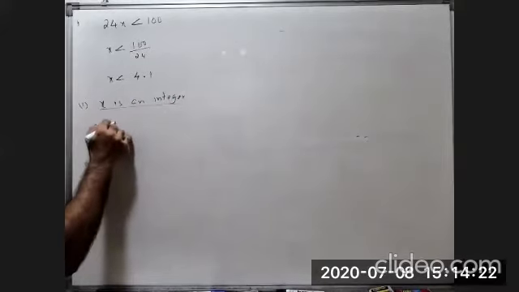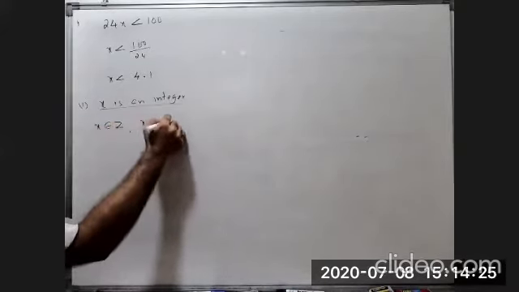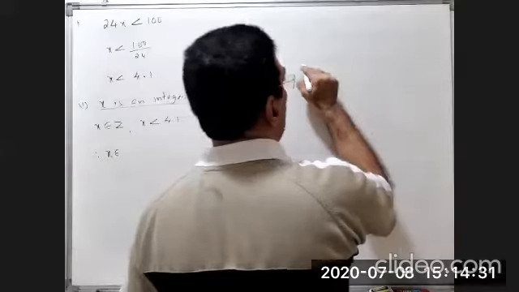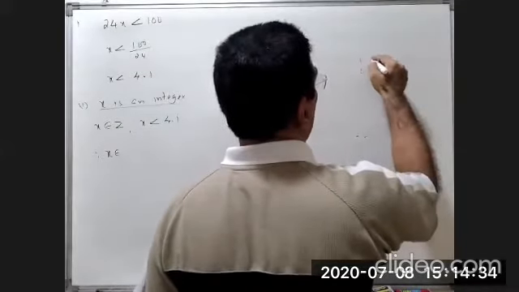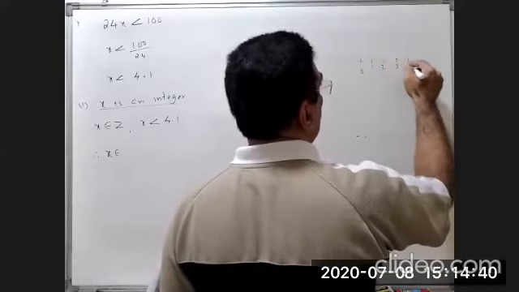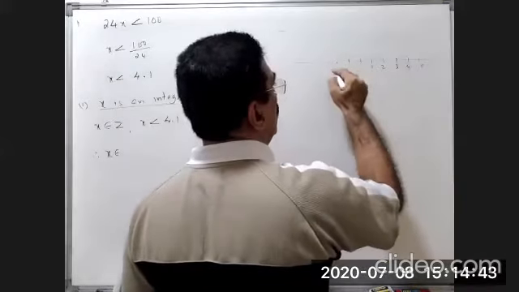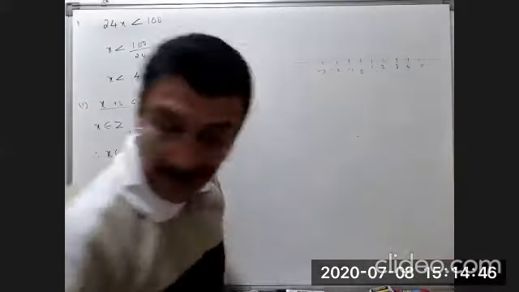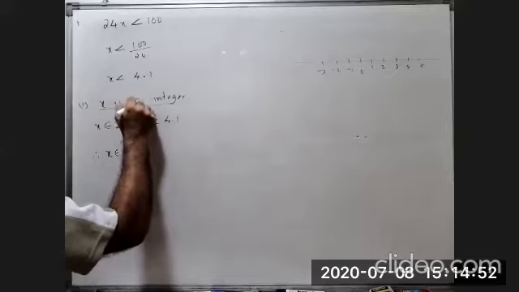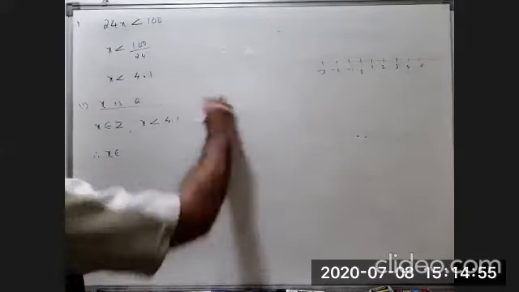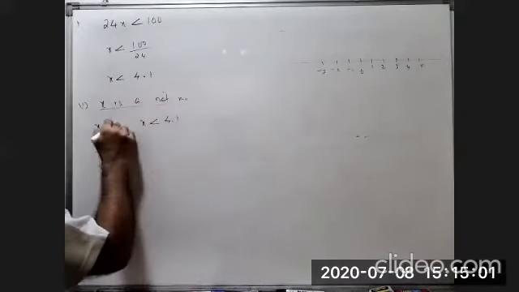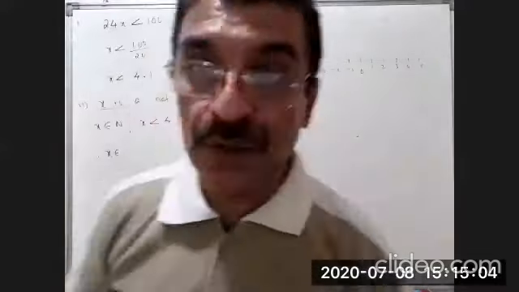So X belongs to Z, X less than 4.1. Remember the number line? 0, 1, 2, 3, minus 1, minus 2. No, the first bit is X is a natural number. First bit is X is a natural number. X belongs to N. X is a natural number.